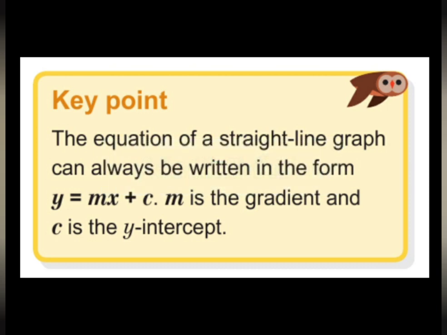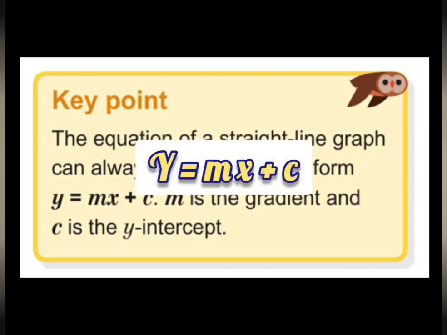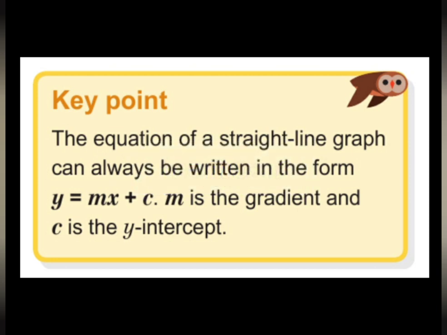In this video, we're going to talk about the equation of a straight line. The key point says the equation of a straight line graph can always be written in the form of y equals mx plus c. This is the form of the equation of a straight line, in which m is the gradient and c is the y-intercept.